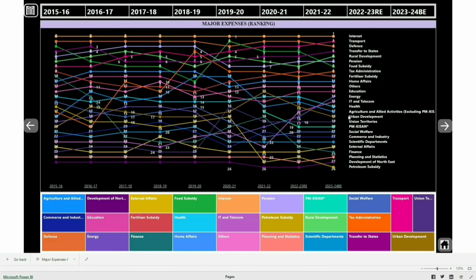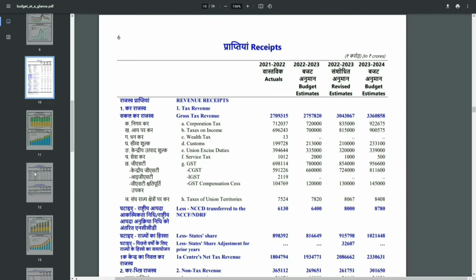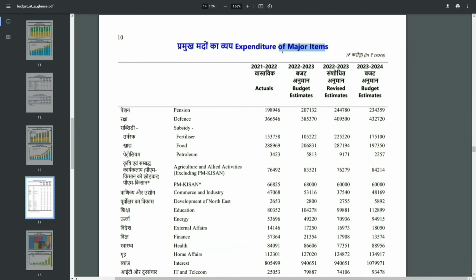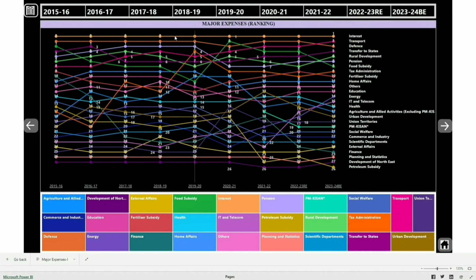We have to go back and visit the budget at a glance again. So this is the budget at a glance. If you scroll down a bit, here you'll find all the expense categories, right? Major expense categories. You can see pension, defense, fertilizer subsidy, food subsidy, petroleum subsidy. And in this report, you will be able to see the ranking of those expenses, right? How much amount is being spent on the same.